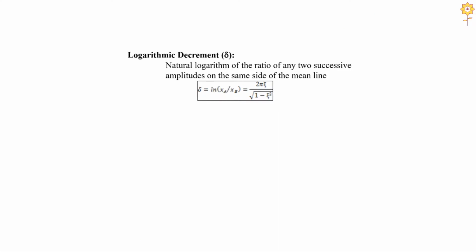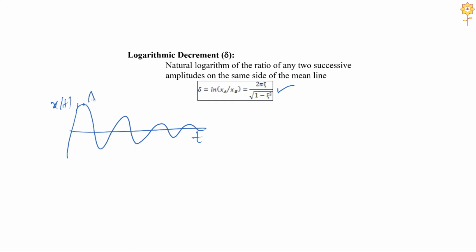Now we look at the logarithmic decrement. So it denotes the rate of change of the amplitude with respect to time, okay, or it's a case of the decay of oscillations happening over time. So by definition, it is the natural logarithm of the ratio of any two successive amplitudes on the same side of the mean line, right, and you're supposed to get this particular formula. Okay, so let us have one example of a displacement versus time plot, and let me draw some oscillations.